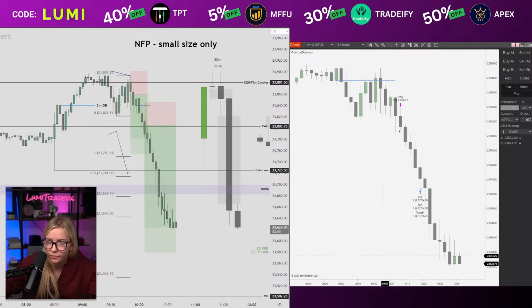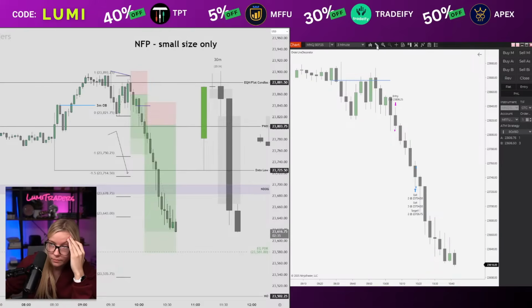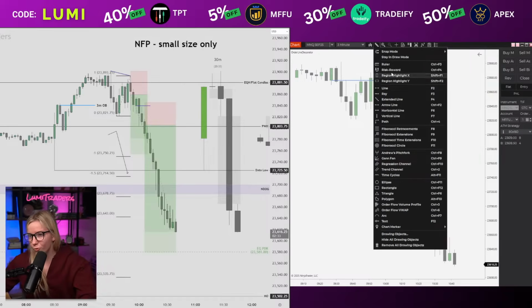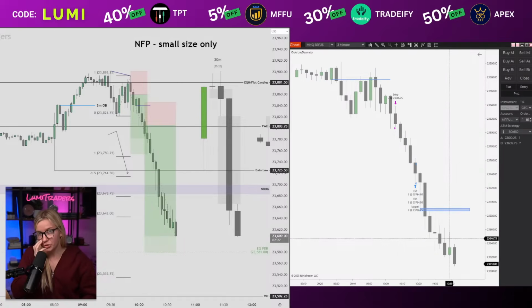Let's see. We have a small fair value gap. It's going to be annoying if it doesn't offer another opportunity to short this, which I don't mind. Probably just going to be a straight move down.